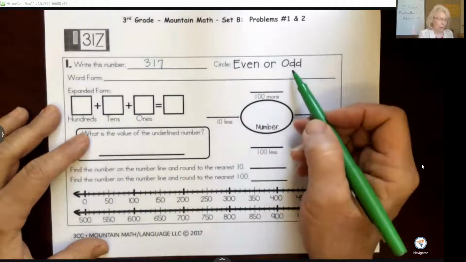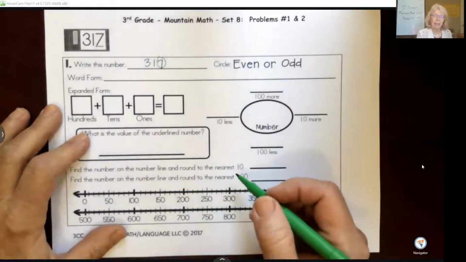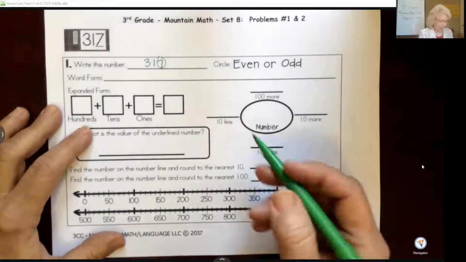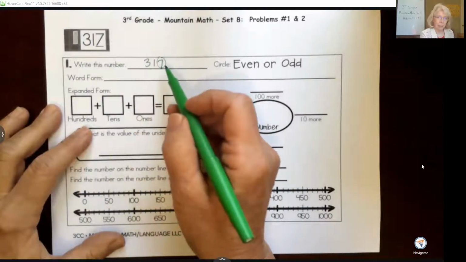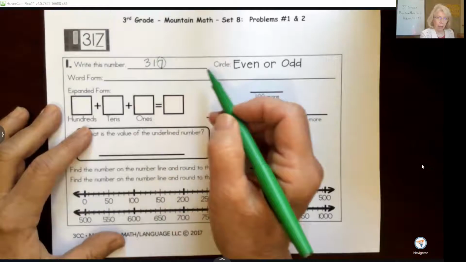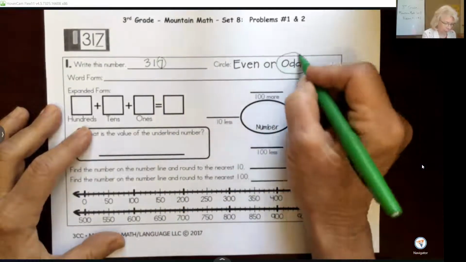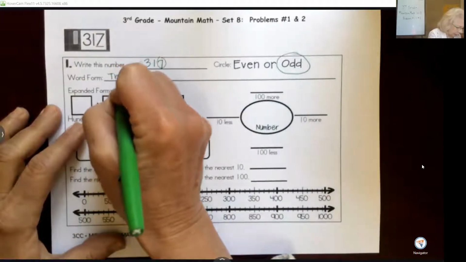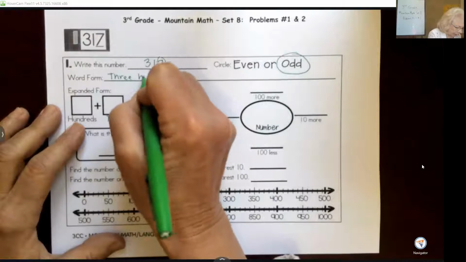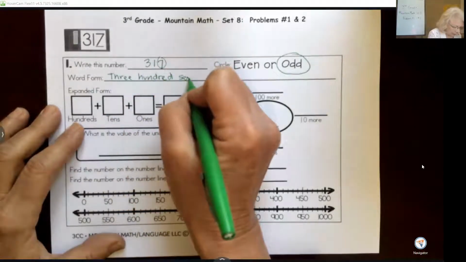And as you might recall, we care about what is the digit in the ones place to determine even or odd. And if that number is even or odd, it tells us about the whole number. So 7 is odd. We cannot divide it evenly into two equal groups. So we circle odd. In word form, this looks like this. 317.